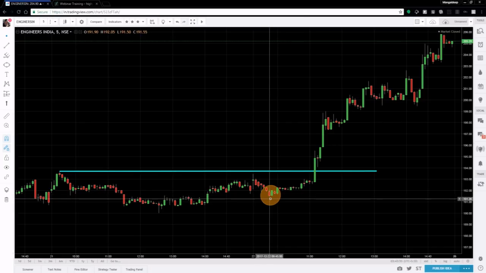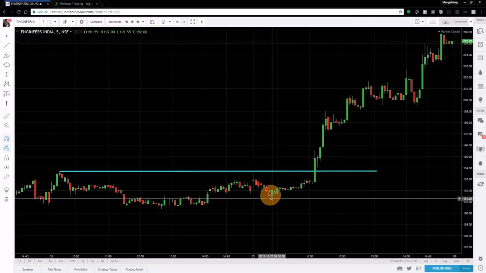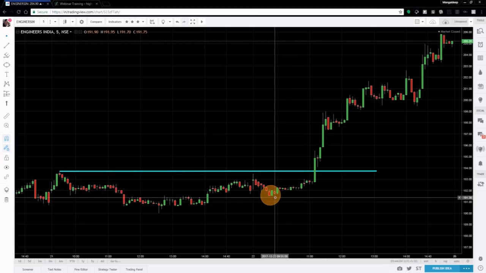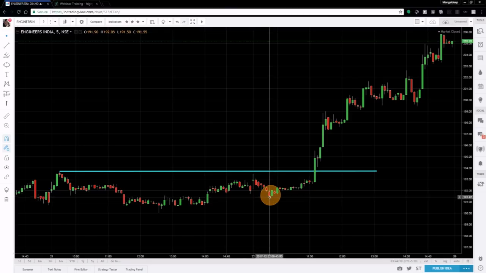Now what is a tweezer bottom? It is a candlestick pattern which tells us that the stock might reverse, that the stock will go up. It's a bullish reversal candlestick pattern.